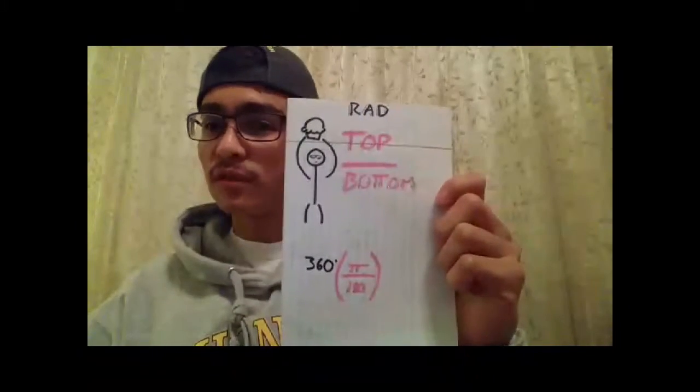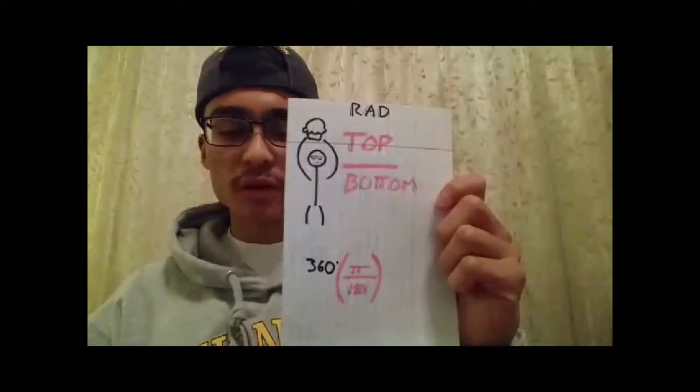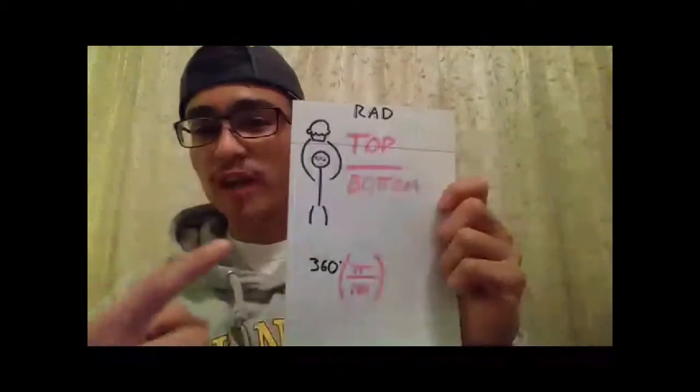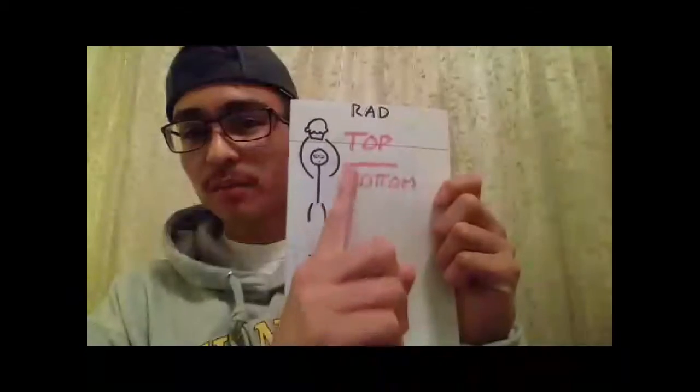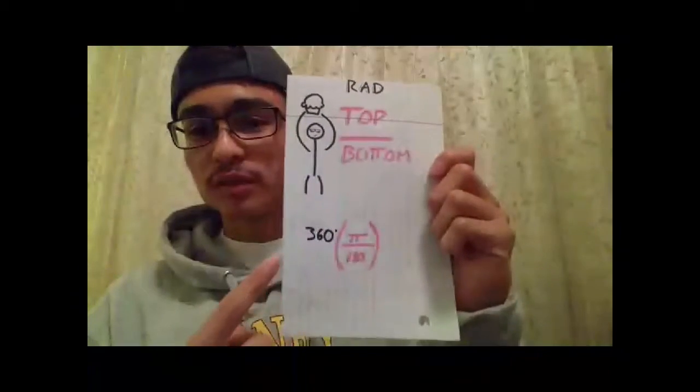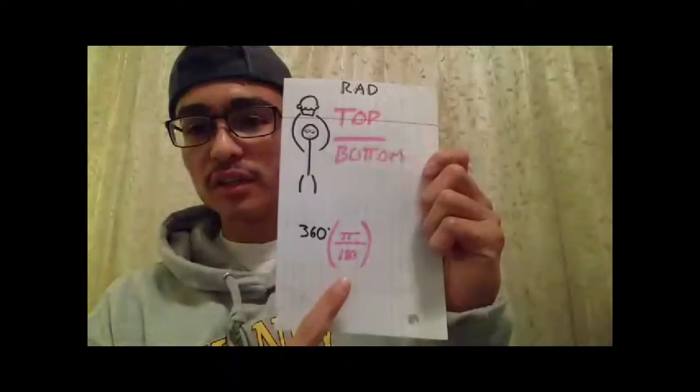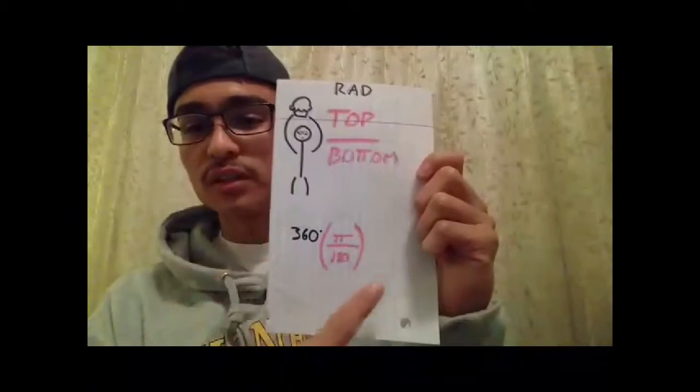One tip to finding how to get radians or how to get degrees is rad people have pi's on top of their heads. So top over bottom. So this is the formula you'd use to get radians, to convert your degrees to radians.